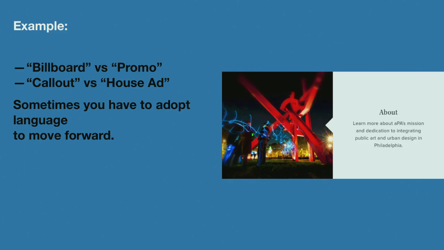Here's a quick example. This one was for the site we did for the Association for Public Art in Philly. This is a call out, and I wasn't directly coding on this, but I just remember the discussions around what to call something simple like this. Is it a billboard? Is it a promo? Is it a call out? Our client calls them a house ad. And one of the takeaways I got from this was, sometimes consensus around language is much better than coming up with the perfect name. So if house ad is something that's well understood in the organization and it's consistent, then maybe call it a house ad.